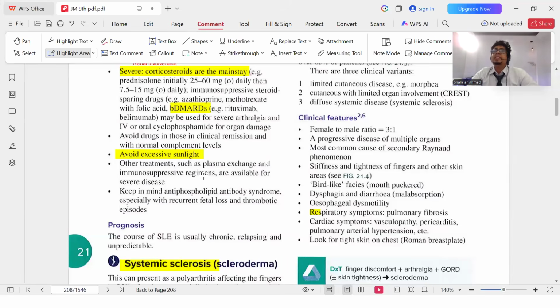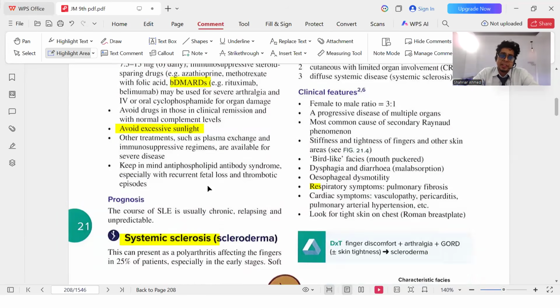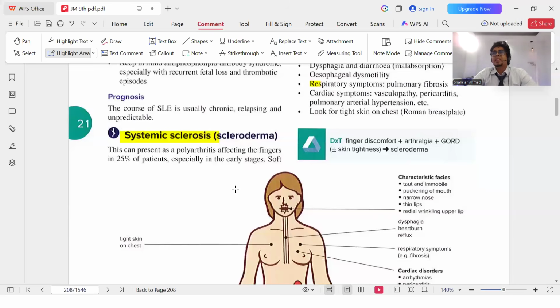A quick thing: SLE prognosis, what have you seen in your practical experience? Is it good, stable, or often relapsing? It's not a good prognosis. Patients with SLE are never really happy with it, because it keeps coming back. You treat it for some time, then it keeps coming back. So relapsing is very common, and the patient's outlook is usually not good with SLE.